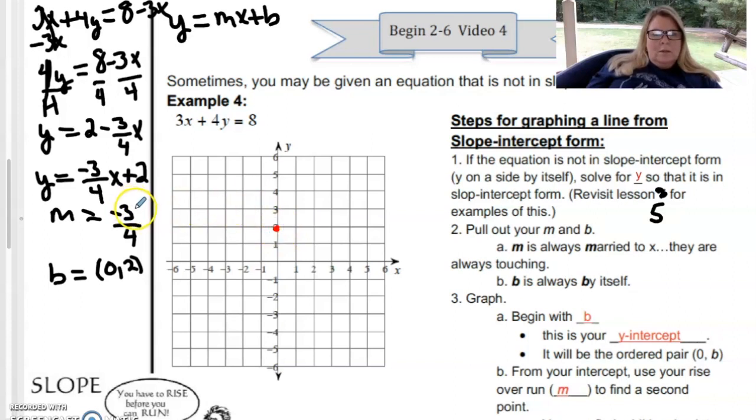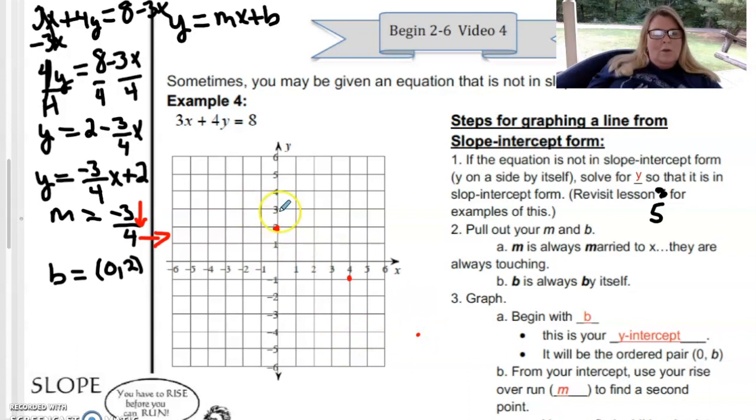From that point, we use our slope, and that's the rise and the run. Since it's negative, we're going to go down 3, and the x value is positive, so we're going to run to the right 4. So we're going to go down 3 units, 1, 2, 3, and to the right 4 units, 1, 2, 3, 4. We're here. We can continue that pattern, and if we do, we run out of our grid, but it would be down here somewhere.